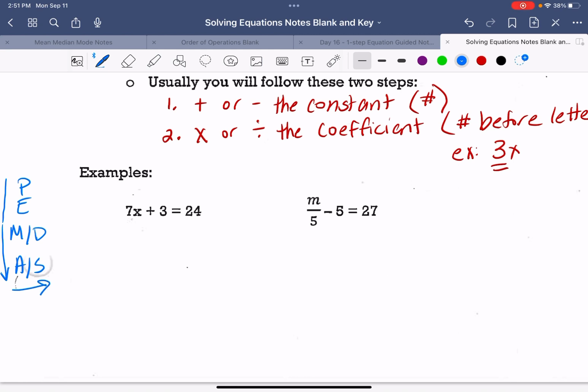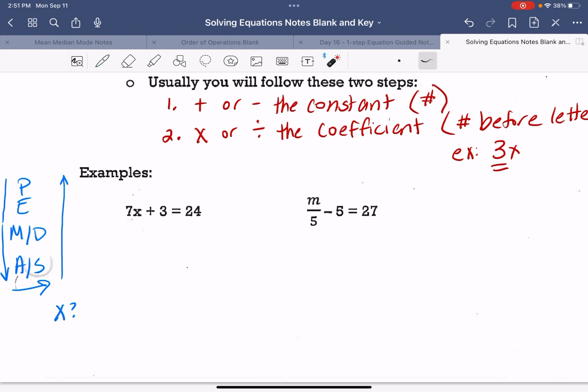However, we are now in a situation where we don't know all the numbers, right? We have an unknown variable. Well, little tip, if you want to know what order to go in, follow PEMDAS backwards. So now you're going to go in this direction to solve for x and find your number. Okay, so follow me here.